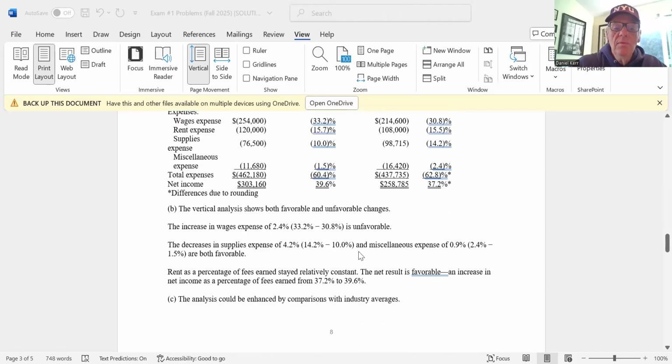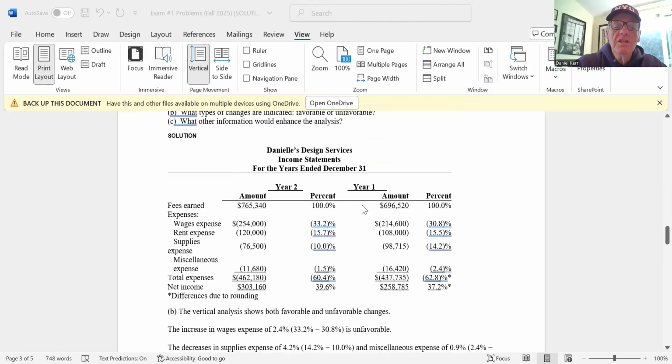And overall, it was favorable. Some of you just jumped on the fact that the profitability, net income as a percentage of sales, went from 37.2 up to 39.6. But if I wrote detail on your paper, that meant you didn't tell me what was unfavorable and what was favorable with regard to the individual components of the expense.